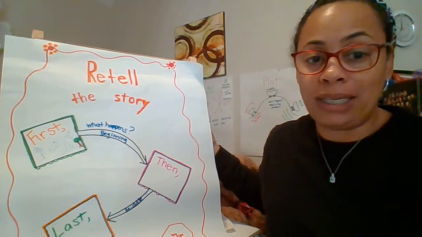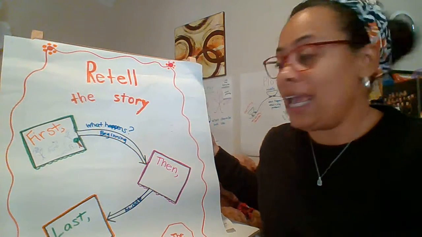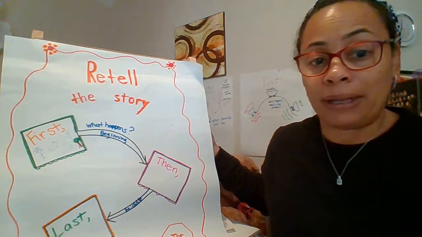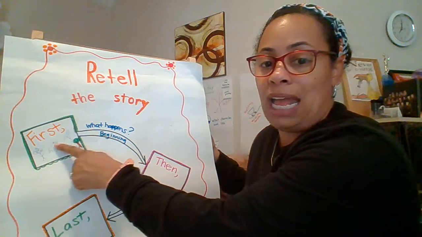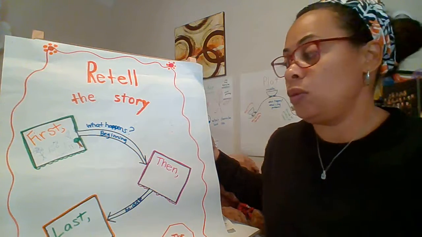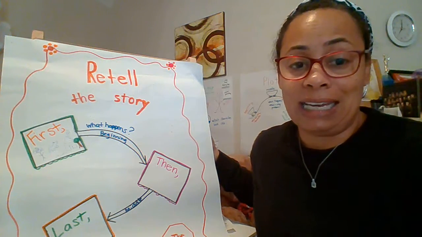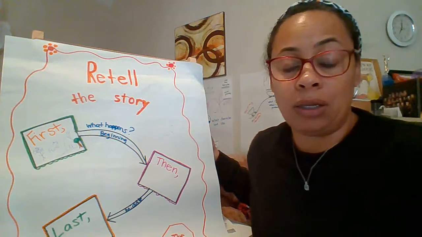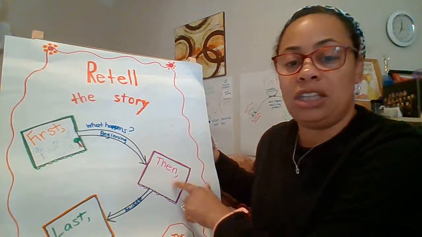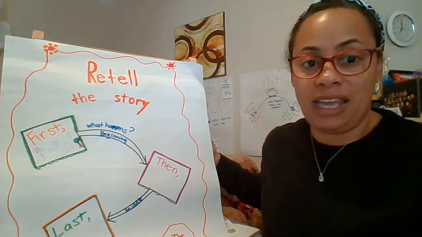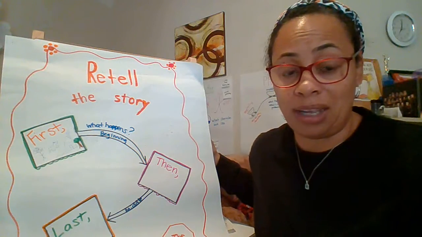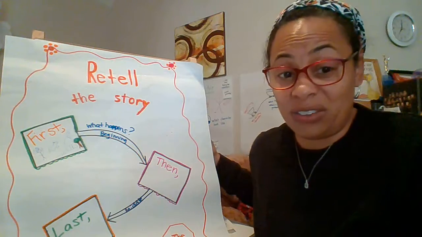So, if you remember, to retell a story, you are being asked to remember the order of events that happened in the story. So, you want to think about what happened first. What happens in the beginning? In the beginning, that's when we are introduced to characters, setting, and a little bit about the problem that's going to develop in the middle. In the middle section is when you're going to write then. Then what happened? Finally, the last part of the story is usually how the problem gets solved.